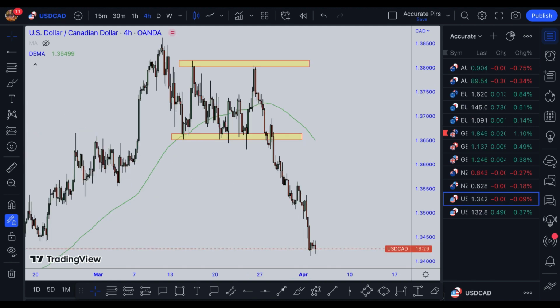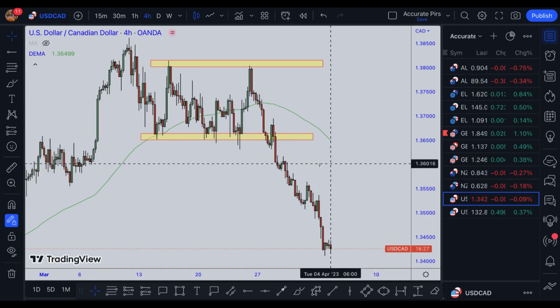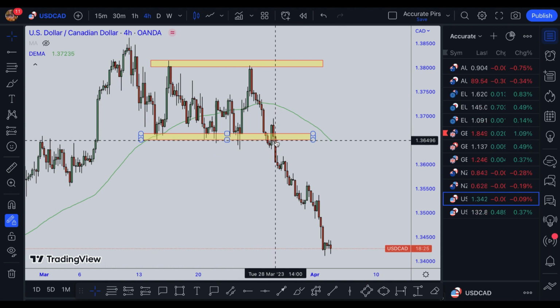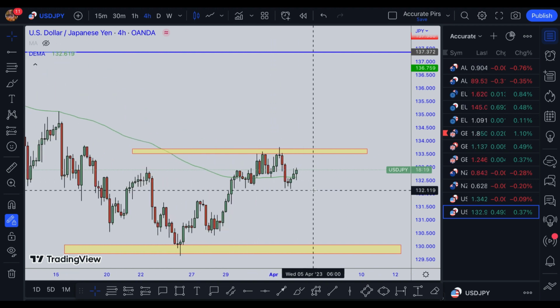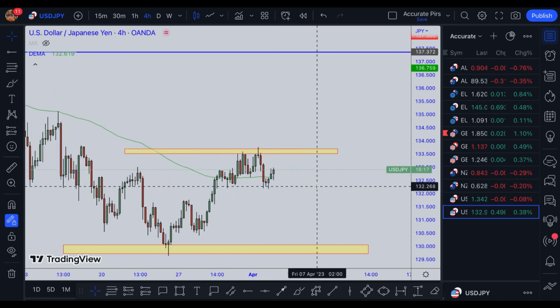Let's move on to USD CAD. Wow, that is a big breakout from that support level. Look at that. That is a big drop. So not seeing anything on USD CAD. And USD JPY, we're going to keep our eyes on this temporary support level right here.